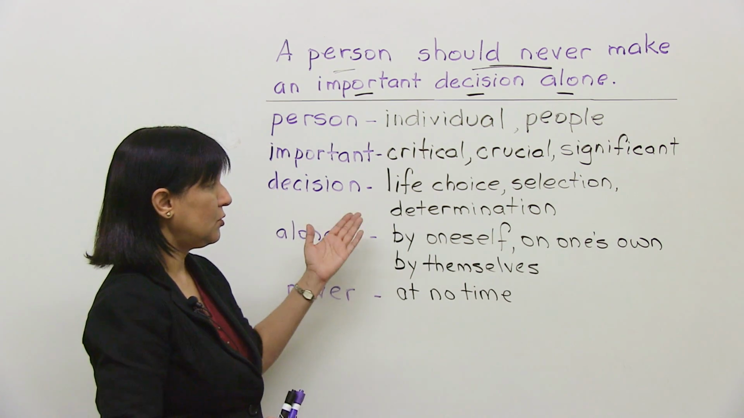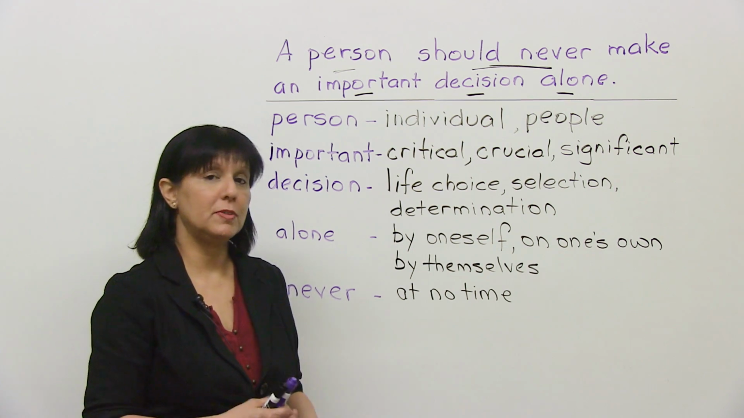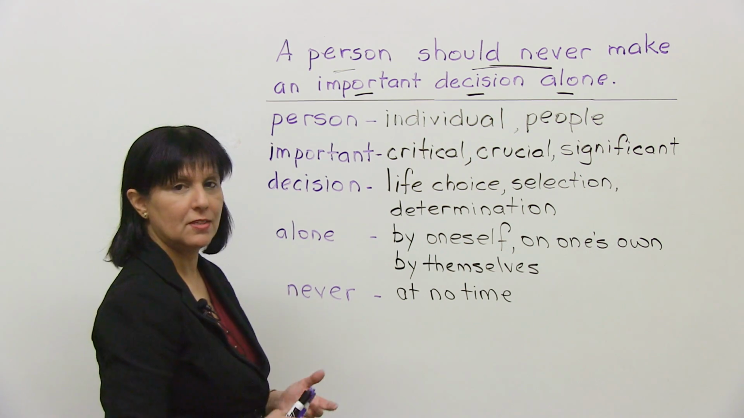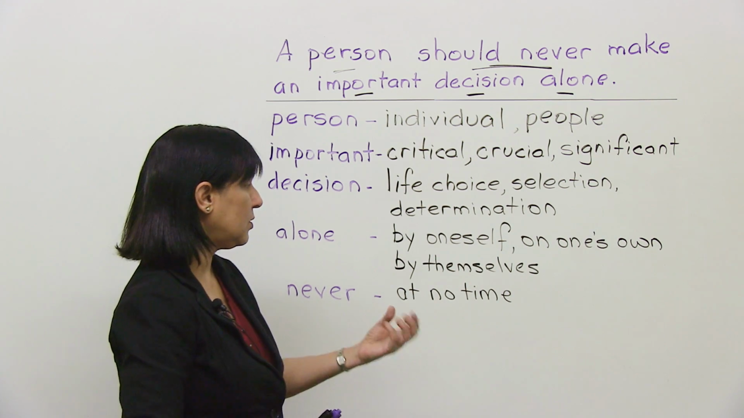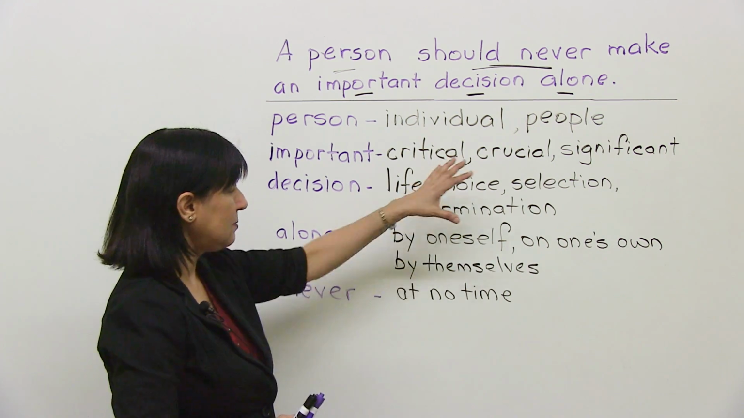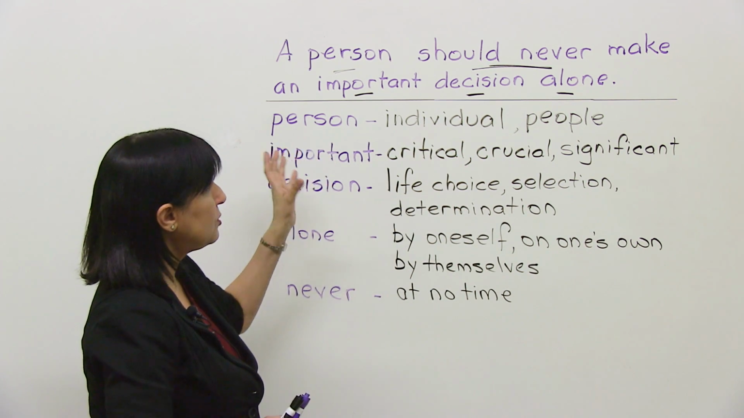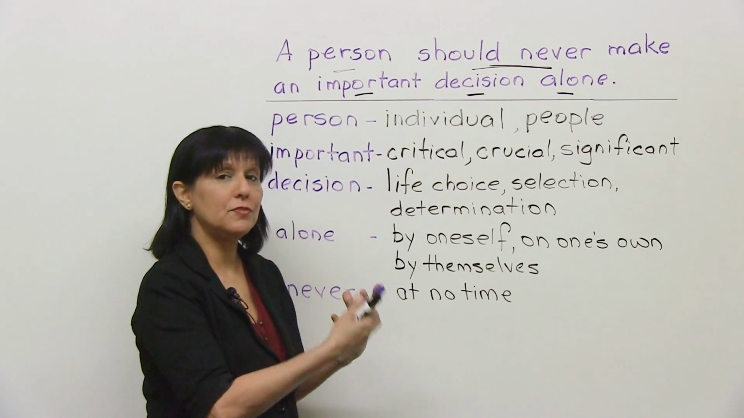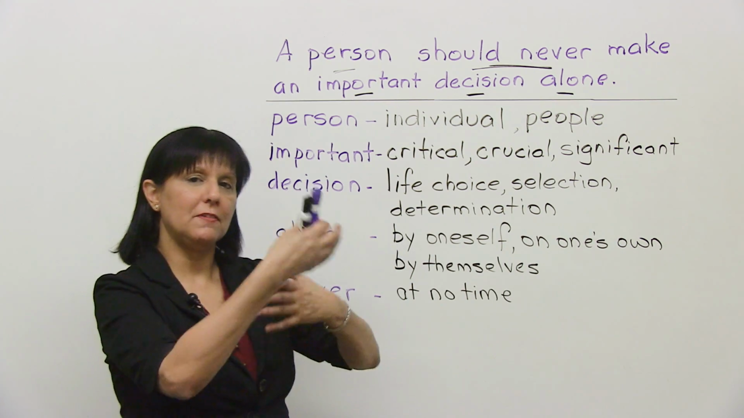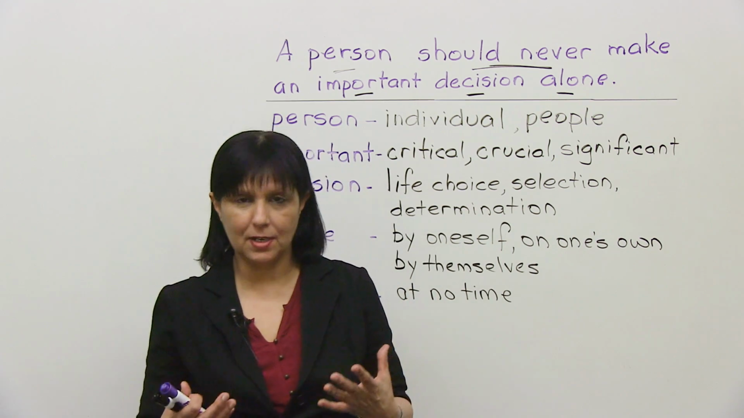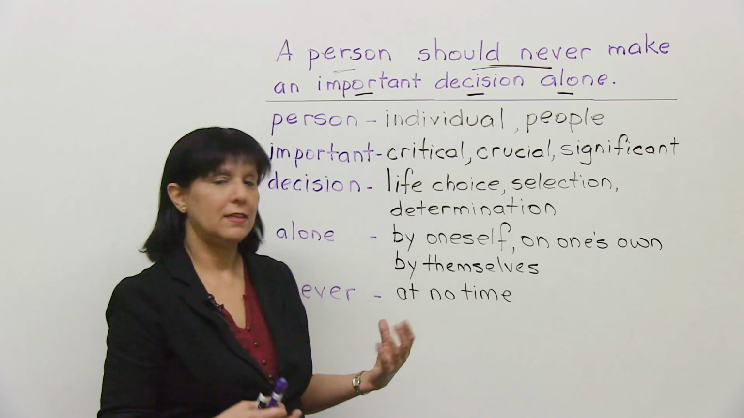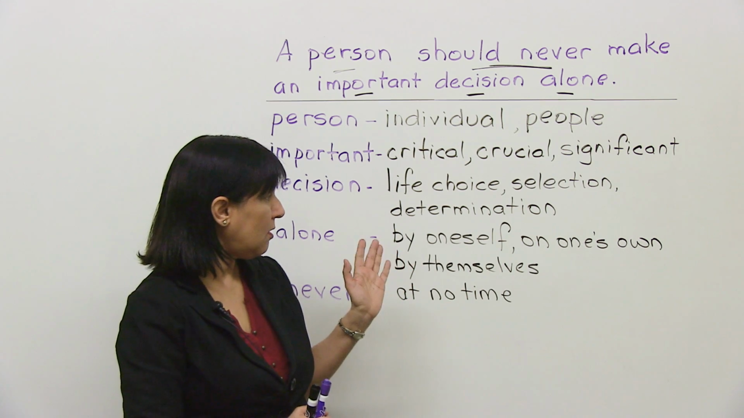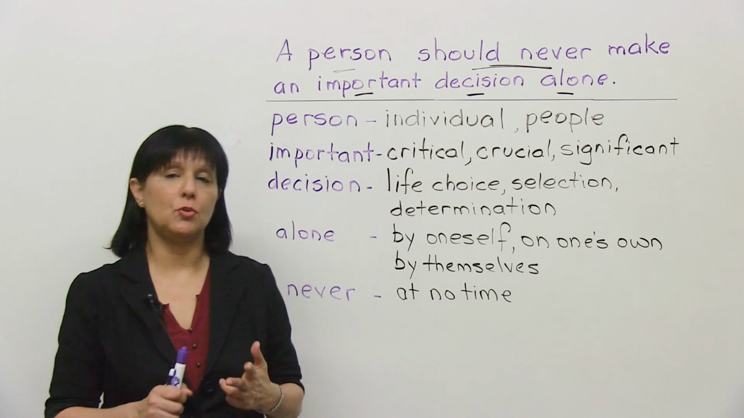Next, decision. You could say life choice, selection, determination, and at different points in your essay, use a different term, right? Alone. Instead of saying alone, you can say by oneself, on one's own, by themselves, all right? If you said people, people should never, at no time should people make significant life choices by themselves, okay? Now, of course, you don't have to write the question in your own words, but in fact, throughout your essay, you are going to be arguing a particular point of view for which you will need these kinds of vocabulary words.